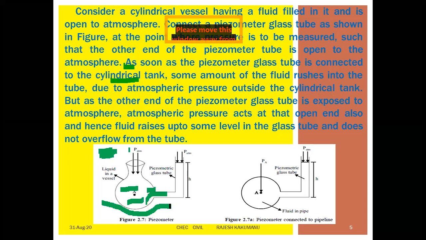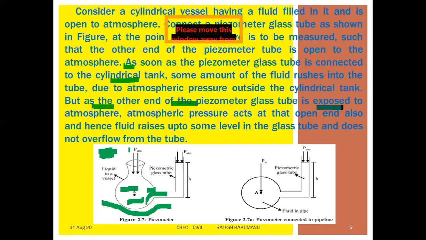Because of this sucking action, whenever one end of the tube is connected to the point where you are measuring, the water from there comes into this tube. How? With this atmospheric pressure acting outside the cylindrical tank. But as the other end of the piezometer glass tube is exposed to the atmosphere, what happens?